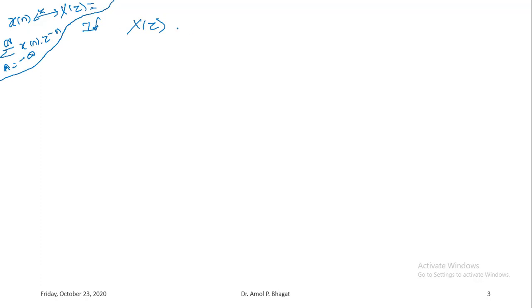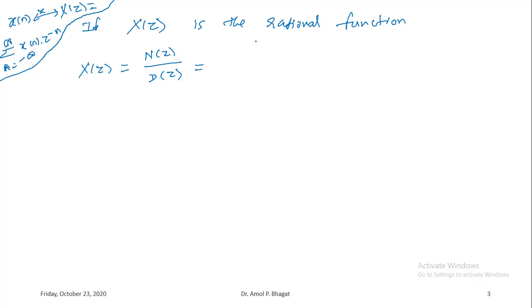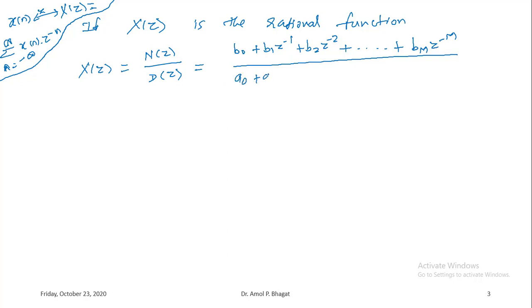If x of Z is a rational function, what does it mean? It means x of Z can be represented with values in the numerator and values in the denominator. If x of Z is represented in a standardized form, the numerator is b0 plus b1 z inverse plus b2 z to the power minus 2 and so on, plus bm z to the power minus m. In the denominator, it has a0 plus a1 z inverse plus a2 z to the power minus 2 and so on, plus an z to the power minus n.